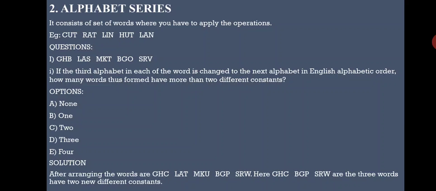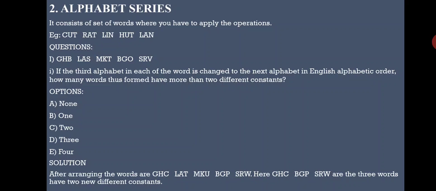The first question asked is, if the third alphabet in each of the words is changed to the next alphabet in the English alphabetic series, how many words formed have more than 2 different consonants? The options are given below. Solution. First write the given word series, which is GHB, LAS, MKT, PGO and SRV, right? After rearranging the words, if the third alphabet in each of the words is changed to the next alphabet in English alphabetical order, the third alphabet in GHB is B, which is replaced by the next alphabetical letter C, giving GHC.